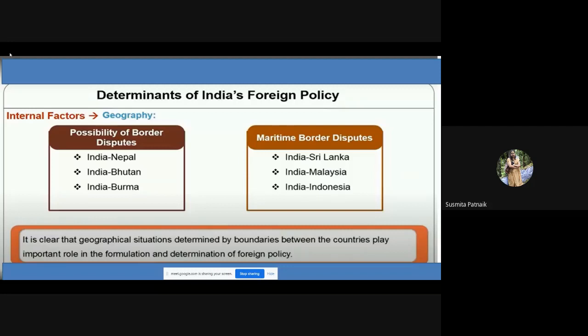So this is the much more important thing, the geographical situation. Whether that is the situation of the mountain area, or maybe the situation of the ocean area, this determines your place in maintaining relationships with the border countries.